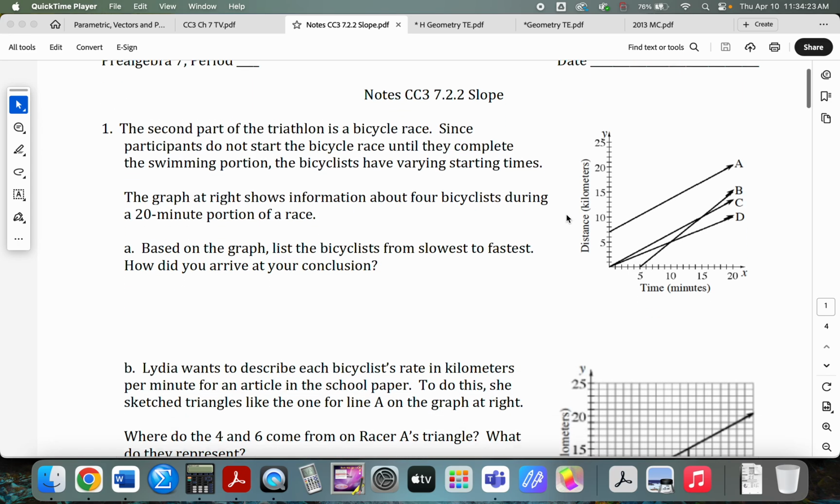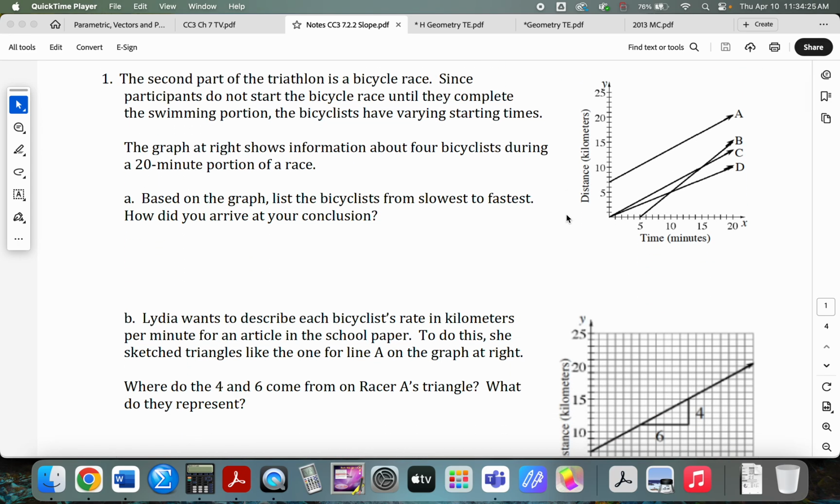Right, so here we have a triathlon. This is just a 20-minute section of the race. This is not all of the race. So based on the graph, during this 20-minute portion of the race, we're trying to put the bicyclists in order from slowest to fastest. So I heard some of you talking about, yeah, you need to make sure to read it carefully. Who's slowest?